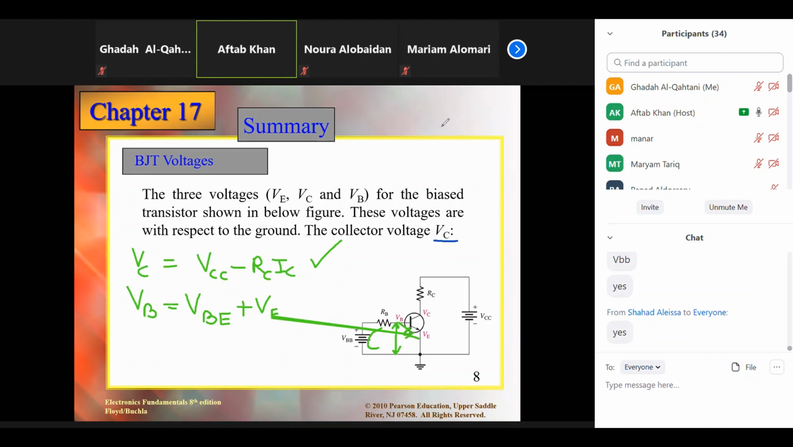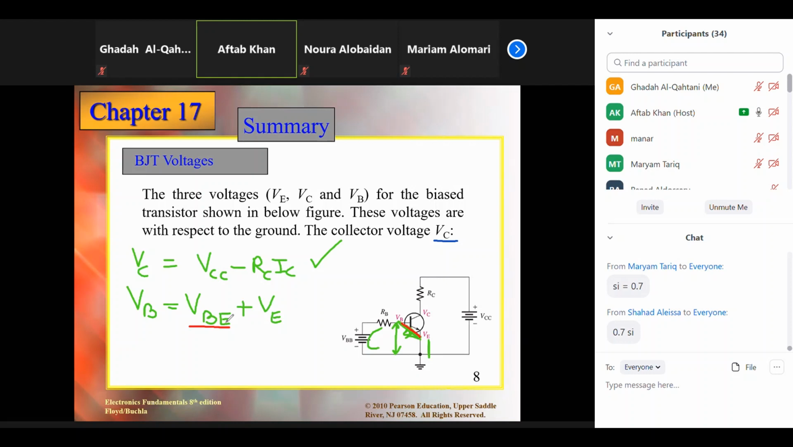Just a minute. Plus VE. Yani this one plus this one. So VB is equal to VBE plus VE, and VBE we actually know already. How do we know VBE? Because this diode is in forward bias, and girls, when the diode is in forward bias, it consumes some voltage. How much does it consume? 0.7 for silicon, 0.3 for germanium. So we know the value of VBE.